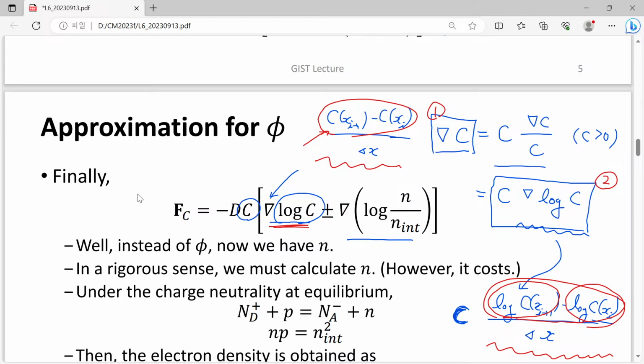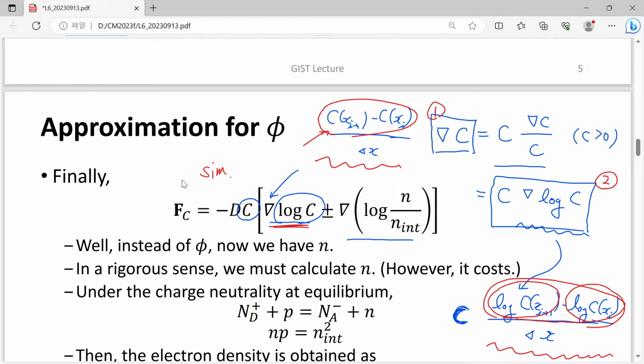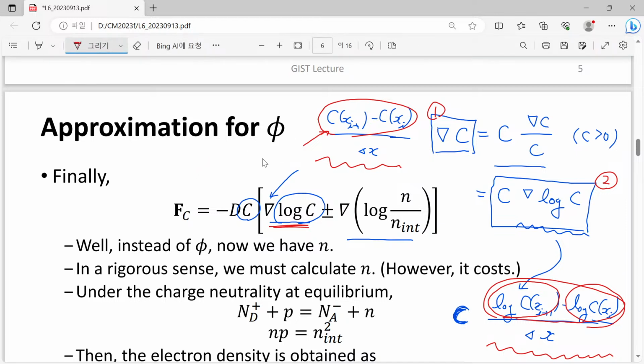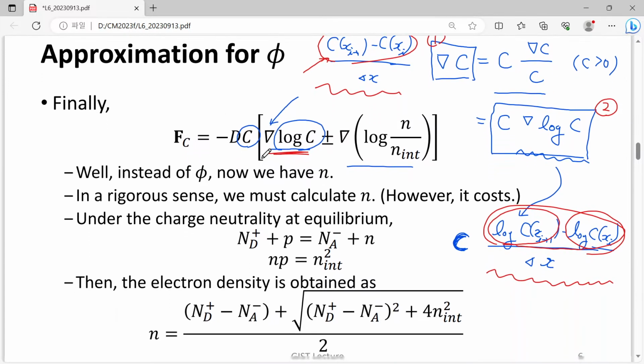Of course, I wanted to say that. Then how about our device simulation? So are we also taking this kind of thing? No. In the case of a device simulation, we have also its own discretization scheme, so we will consider it later. But for a while, in this scene, we will just take this form.